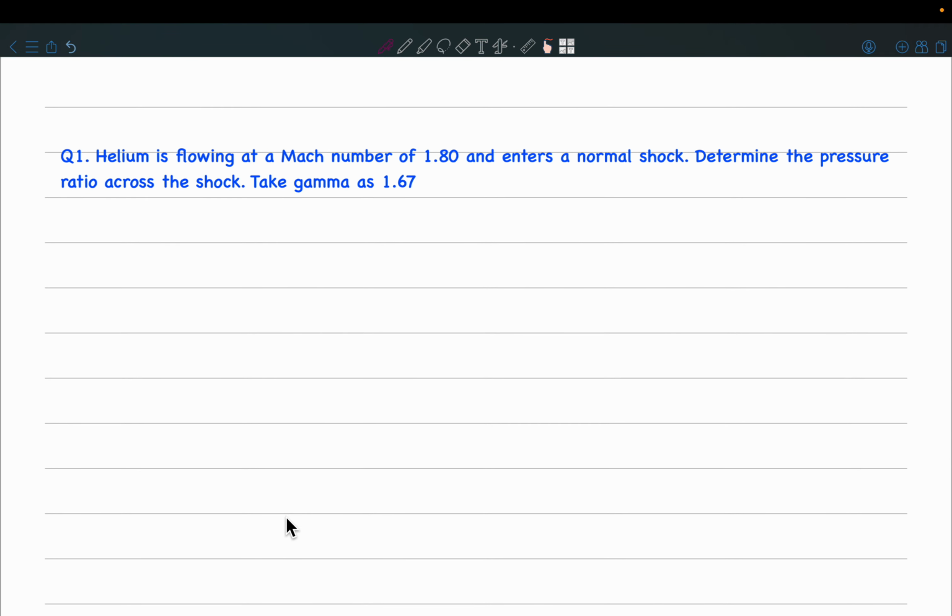Okay, so let's start with this simple question. Here I've considered helium, so I've also given you the gamma. Helium is flowing at a Mach number of 1.8 and it enters a normal shock. So basically a normal shock is created somehow. You have to determine the pressure ratio across the shock. So how do I start?